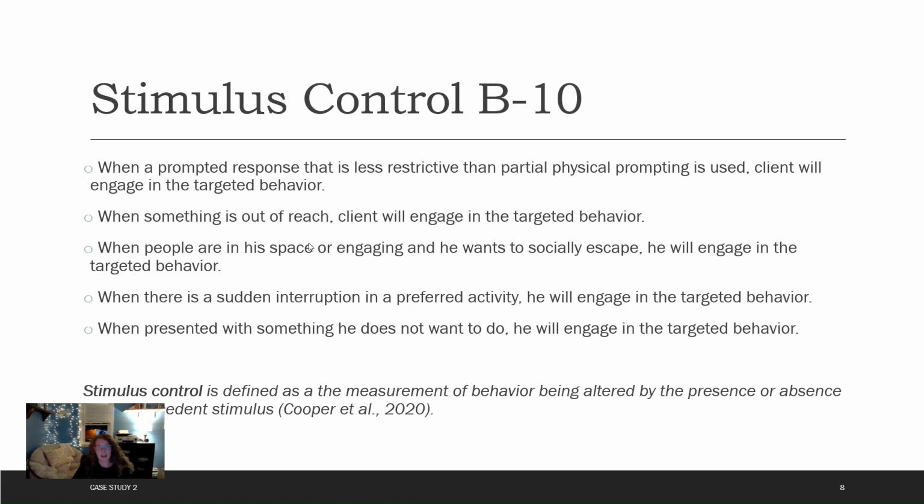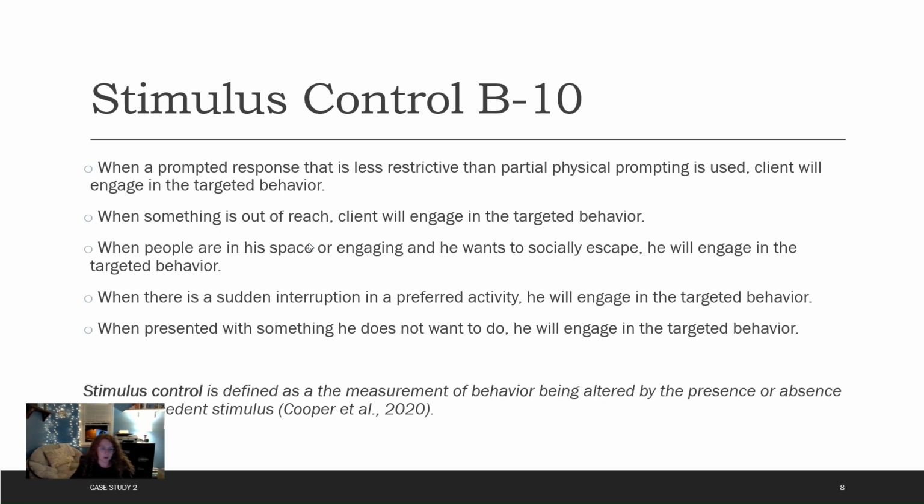For task list item B10, the last item on the task list that we're going to be covering, stimulus control. When a prompted response that is less restrictive than partial physical prompting is used, client will engage in the targeted behavior. When something is out of reach, client will engage in the targeted behavior. When people are in a space or engaging and he wants to socially escape, he will engage. When there's a sudden interruption in a preferred activity, he will engage. When presented with something he does not want to do, he will then engage.